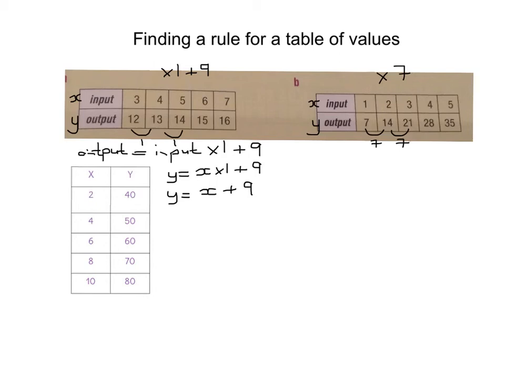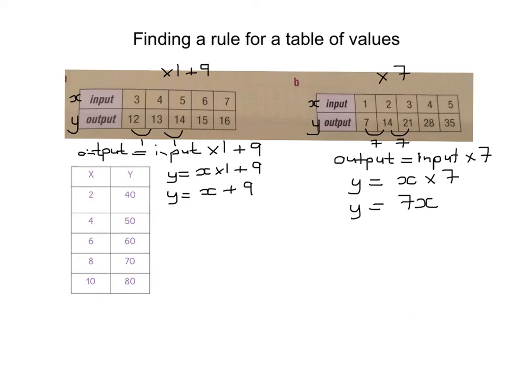So again, I can write output equals input times 7. And using algebra instead, replacing the word output with y and the word input with x, I can say y equals x times 7, and then I'm going to rewrite that as y equals 7x, because I know the best way of writing algebra is to put my coefficient before the pronumeral. Let's have a look at this last example. It's a little bit trickier.